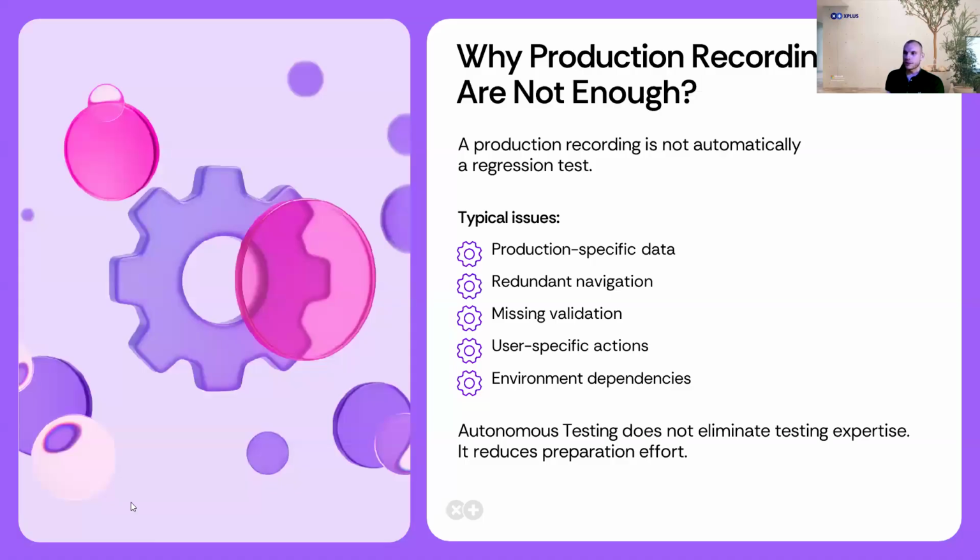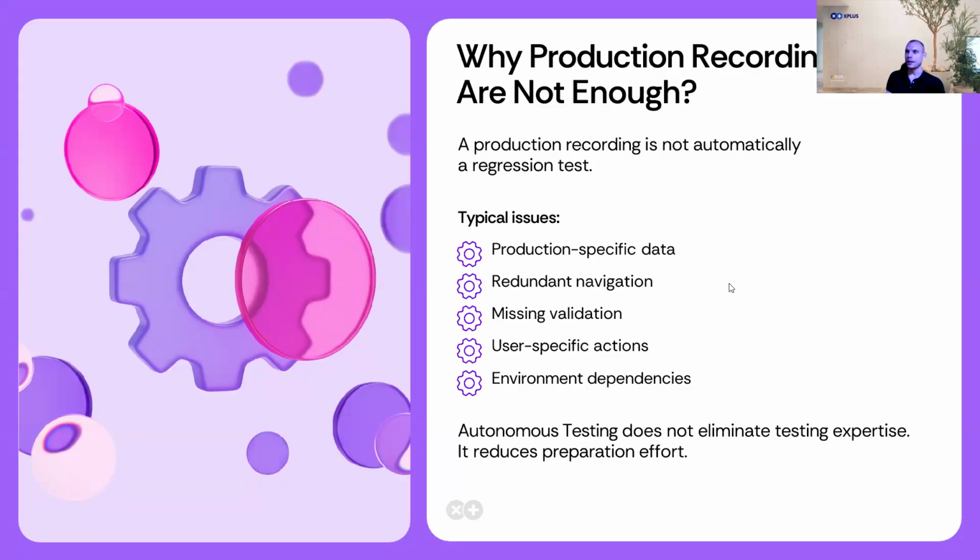All right. So why are there some production recordings that are not enough? Yeah. Typical things, production-specific data, right? We need to execute our test cases on a regression environment, on a test environment. So of course, when we are observing production, the user will also use production data to finish the process. So very often, one of the things that we need to change after importing an execution from discovery is the data, to change data from production-specific to test data, to some kind of already prepared data for testing.